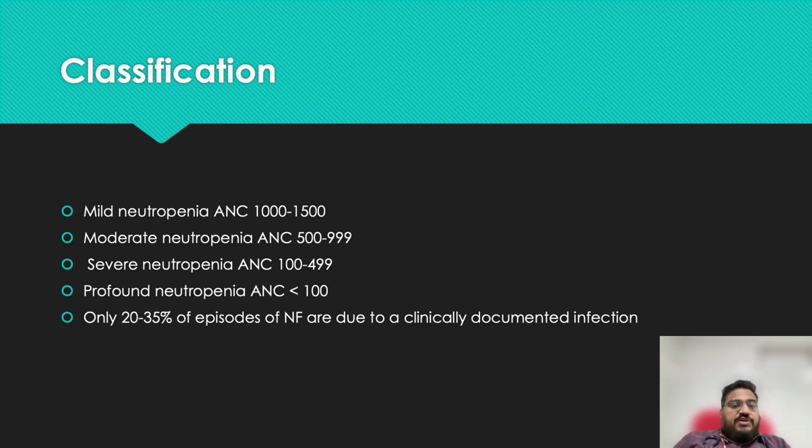Only 20 to 35% of the episodes of NF are actually due to clinically documented infection. So when you look at the blood culture, whatever be the source of infection you are trying to find out, only in 20 to 35% of patients will you be able to isolate a pathogen. The rest of the time you will not be able to isolate a pathogen.